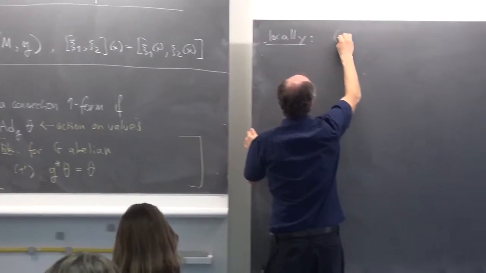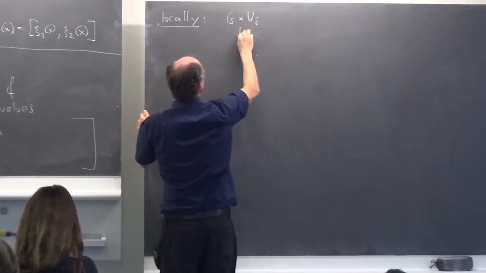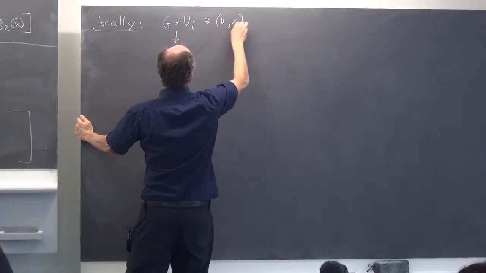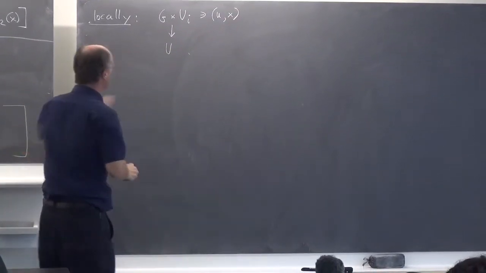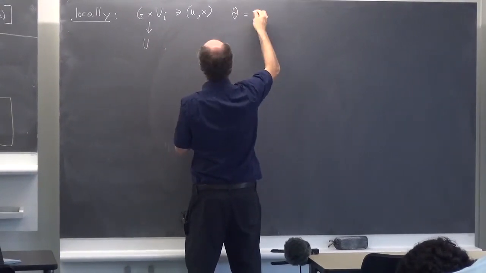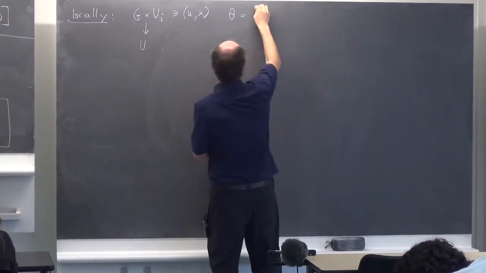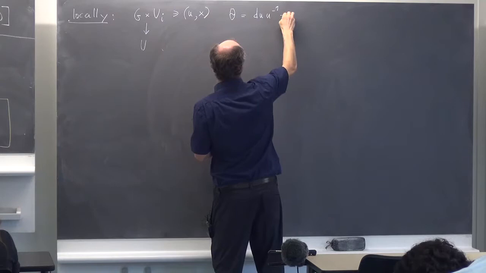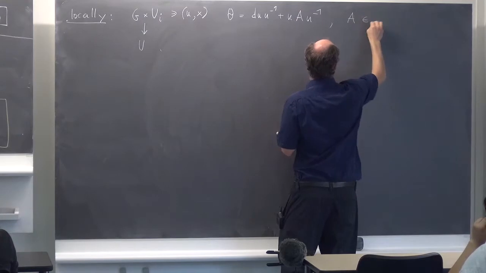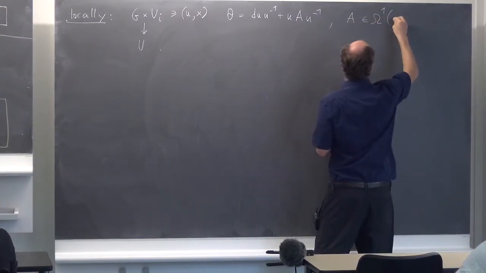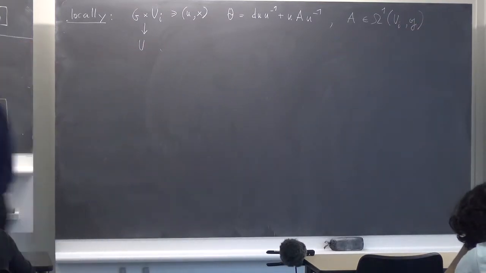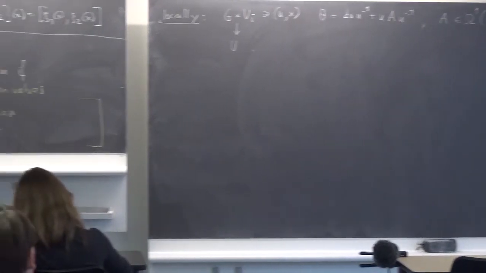Well, so we have a chart. We denote coordinates there by u and x. And locally, connections look as follows. Again, I'm always using notations for matrix groups. The A is now a one form on the chart with values in the Lie algebra.